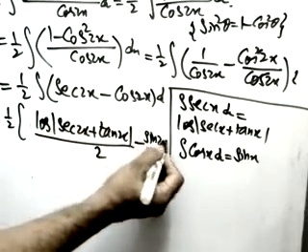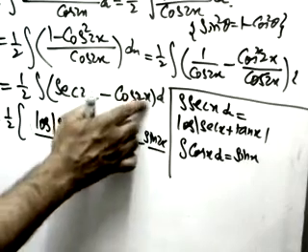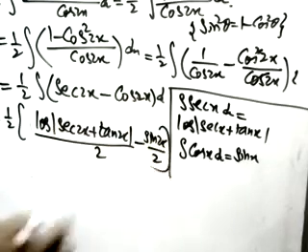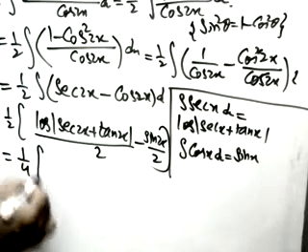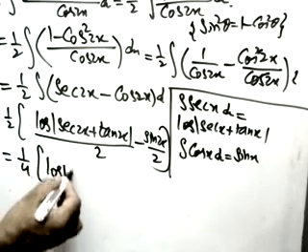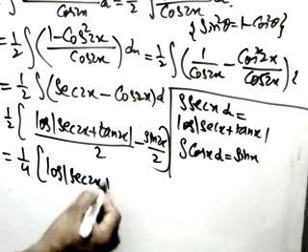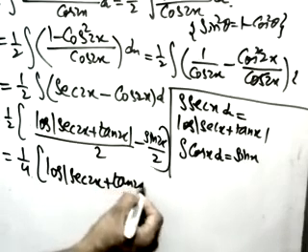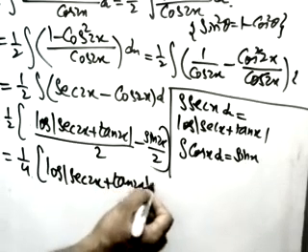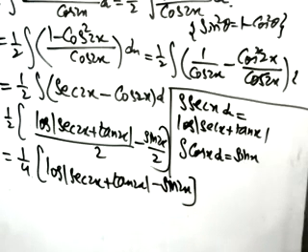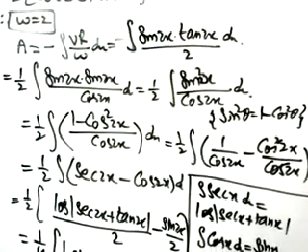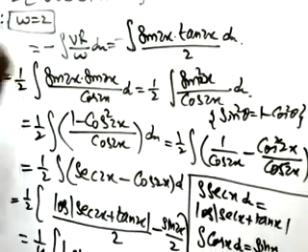minus integration of cos is sine 2x. Again we are having 2 with the x, so divide this with 2. Now you take out this 2 here, it will be 4. So we can write 1 by 4 into log of mod secant 2x plus tan 2x minus sine 2x. Now we got the value of a. Let me find the value of b.